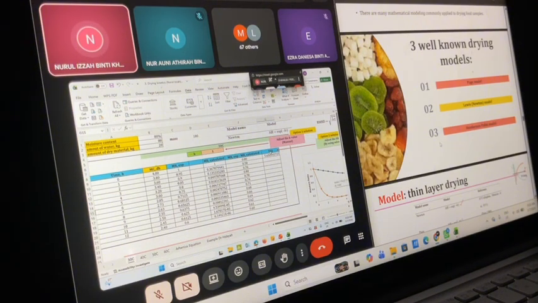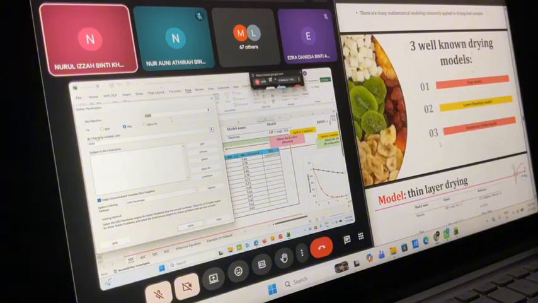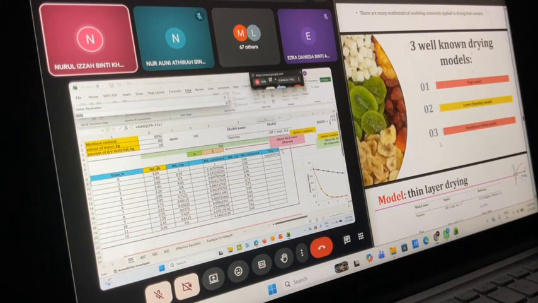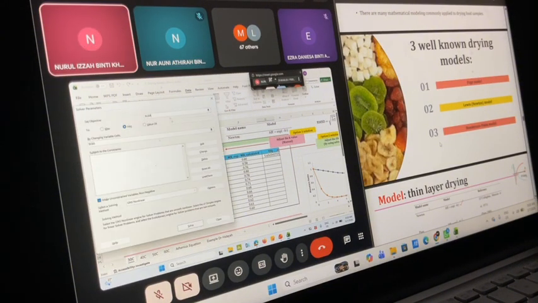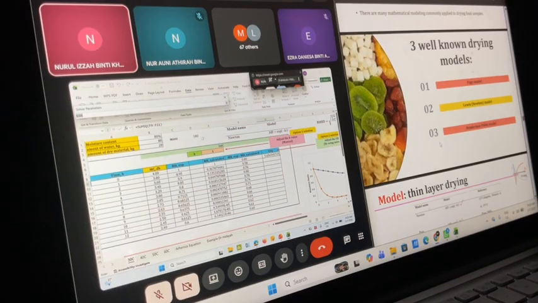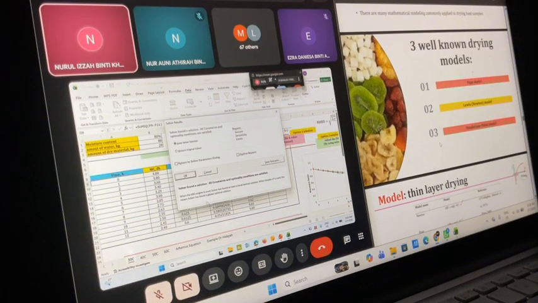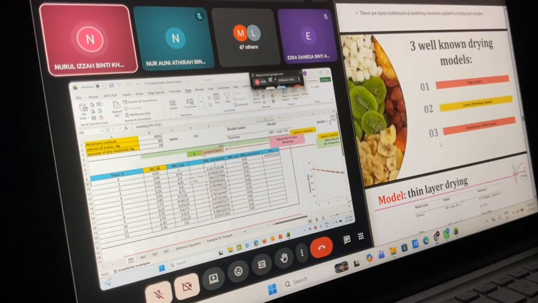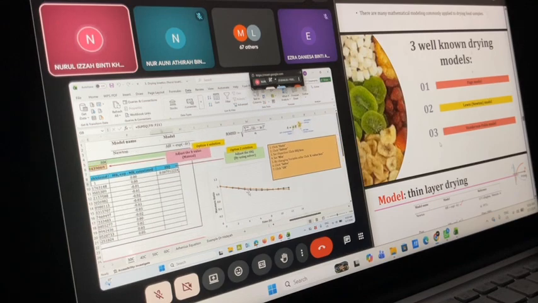What you do is you want to minimize the error, so you use a solver. You click Data, you click Solver, you set the objective of the SSQ to minimize the error, so you change the k value, and then you click Solve. Then you find the value of k, and also you find out that the line is nearer.